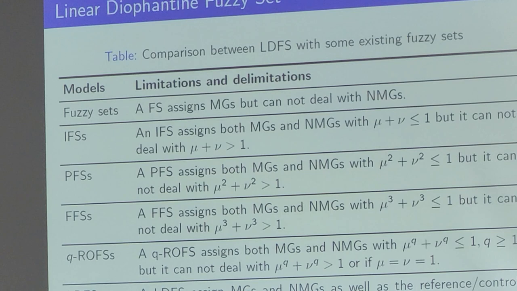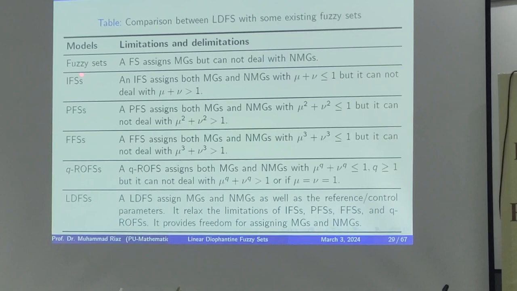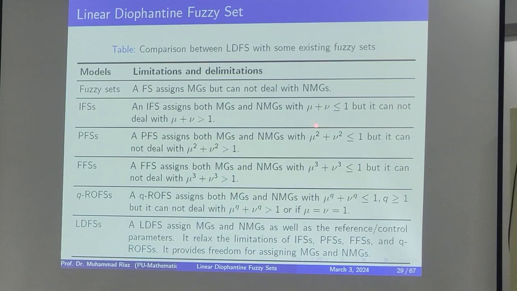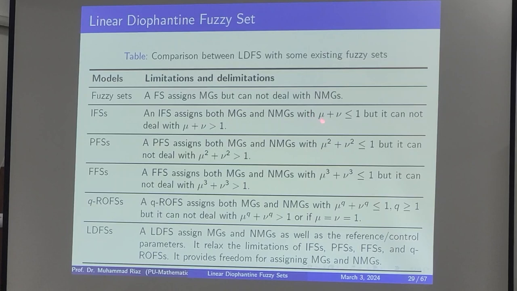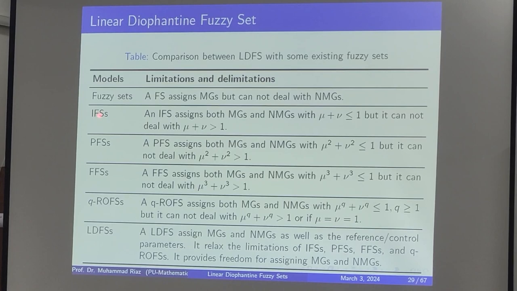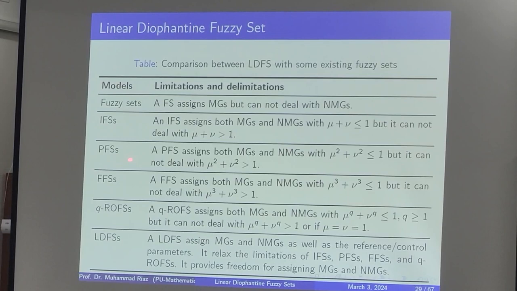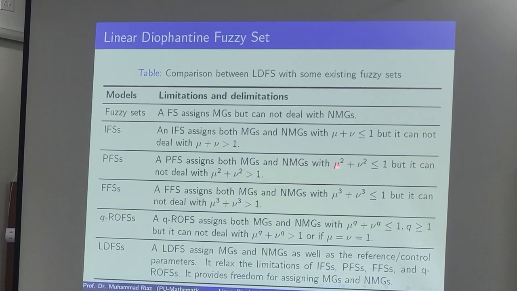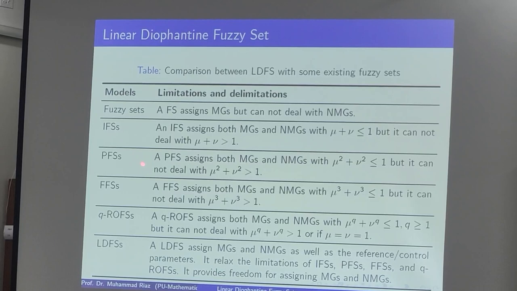So this is a comparative chart. A fuzzy set assigns only a membership function. An intuitionistic fuzzy set deals with membership and non-membership with the condition that the sum of the membership and non-membership lies between 0 and 1. But an intuitionistic fuzzy set cannot deal with mu plus nu greater than 1. Similarly, a Pythagorean fuzzy set deals with numbers mu, nu such that mu squared plus nu squared is less than or equal to 1, but it cannot deal with numbers for which mu squared plus nu squared is greater than 1.